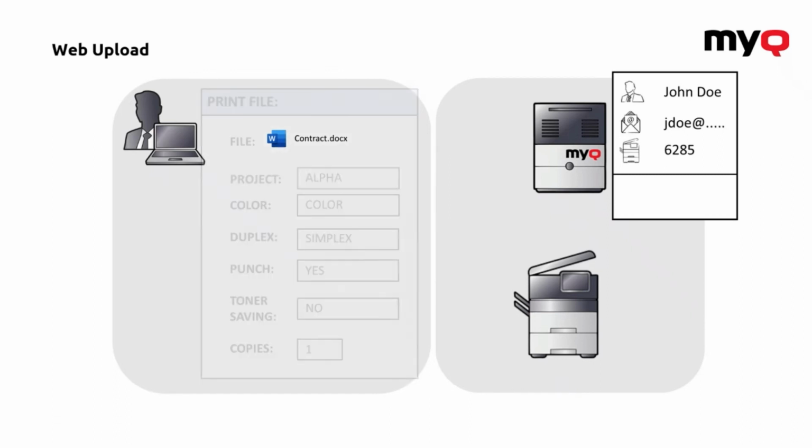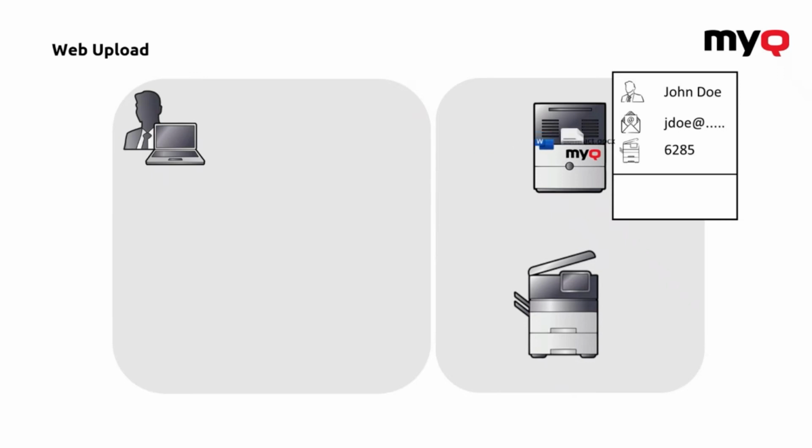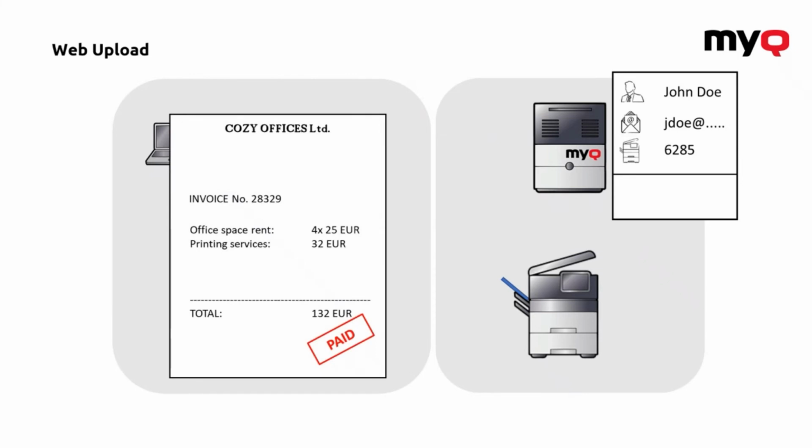And then the rest is easy. The file comes to the server, gets processed and put into my job queue, and I can easily come to the machine, release it securely, and it's done. And when I'm leaving the office, I will just pay for the office rent and for the printing services.